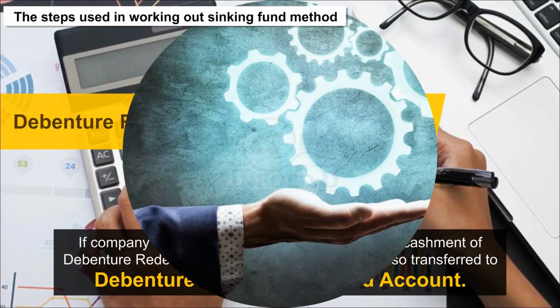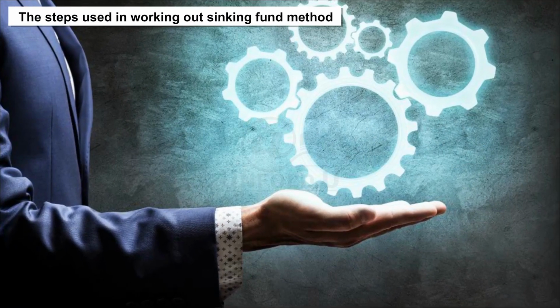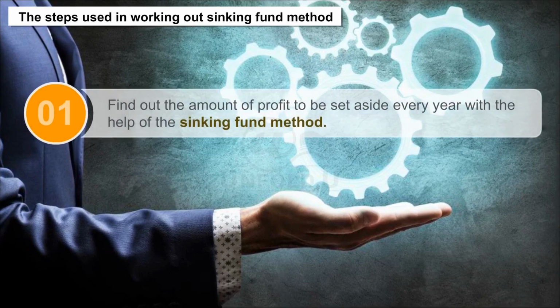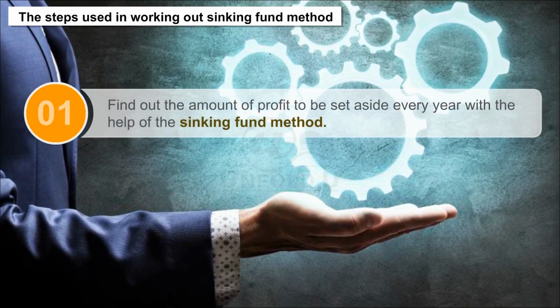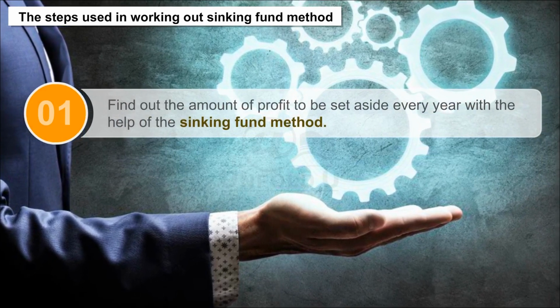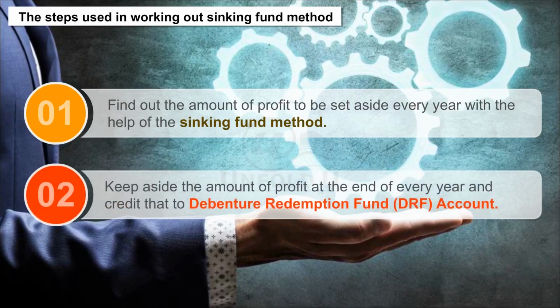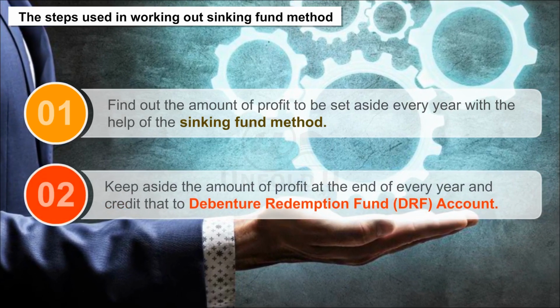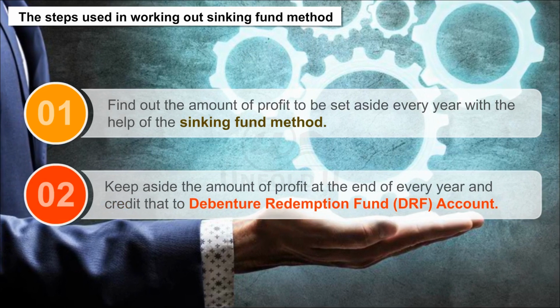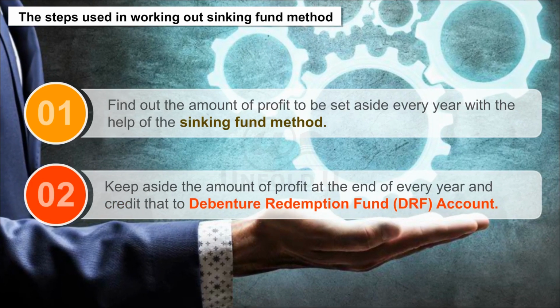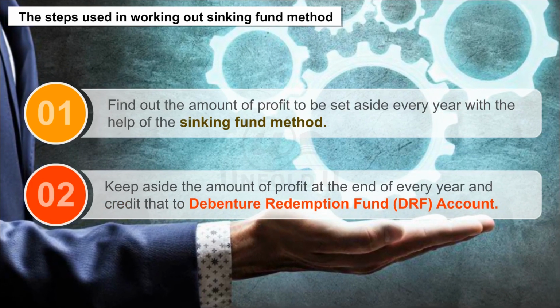The steps used in working out sinking fund method. 1. Find out the amount of profit to be set aside every year with the help of the sinking fund method. 2. Keep aside the amount of profit at the end of every year and credit that to debenture redemption fund DRF account.